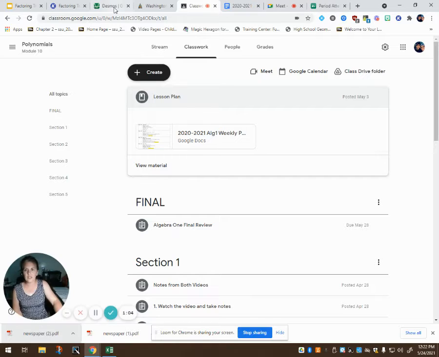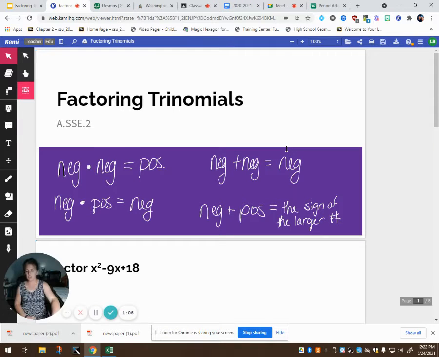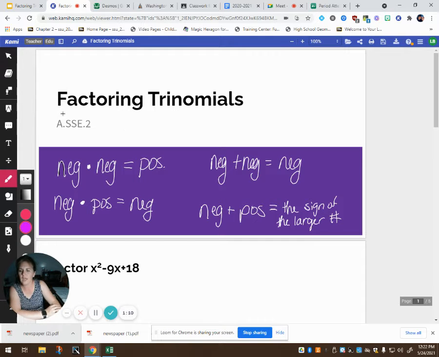For today, we're going to look at factoring trinomials. So a few things I wanted to review with you before we get too much into this. Hopefully everybody knows these rules, but it's good to go over them again. Nobody needs to be on their Chromebook. It's on the board, and you can take notes on a separate sheet of paper.